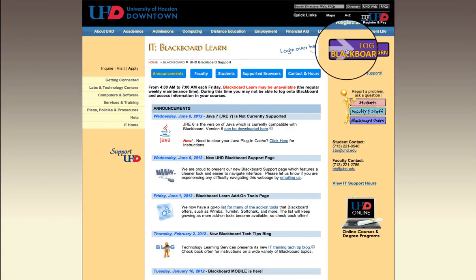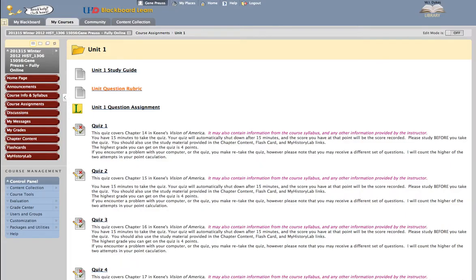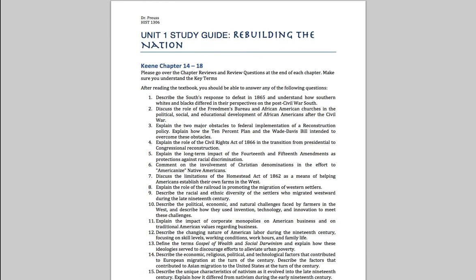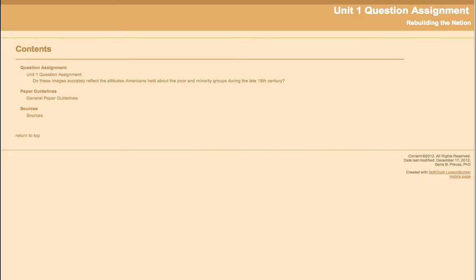If we go in here and log on to Blackboard, we'll see in our Unit 1 that there's a study guide, the unit question rubric, and the Unit 1 question. If we look first at the study guide, here is how it can help you. The study guide has information over the chapters in the unit, questions you should be able to answer whenever you get to the question assignment. There are some things that you should know.